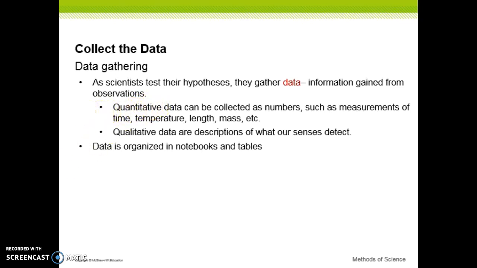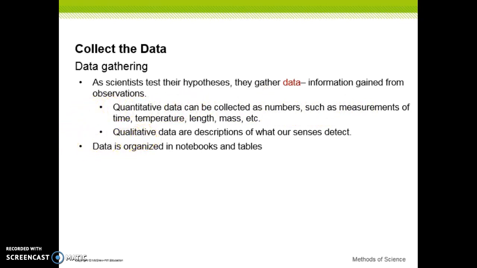Quantitative data can be collected as numbers, such as measurements of time, temperature, length, mass. You get the point. Quantitative, next to quantitative, I want you to write quantity. That's what you're doing. You're measuring a quantity.